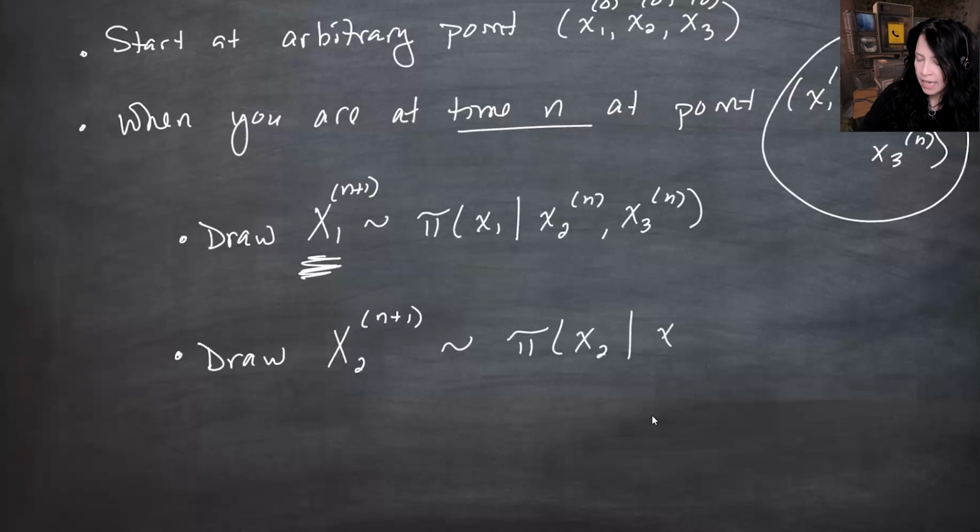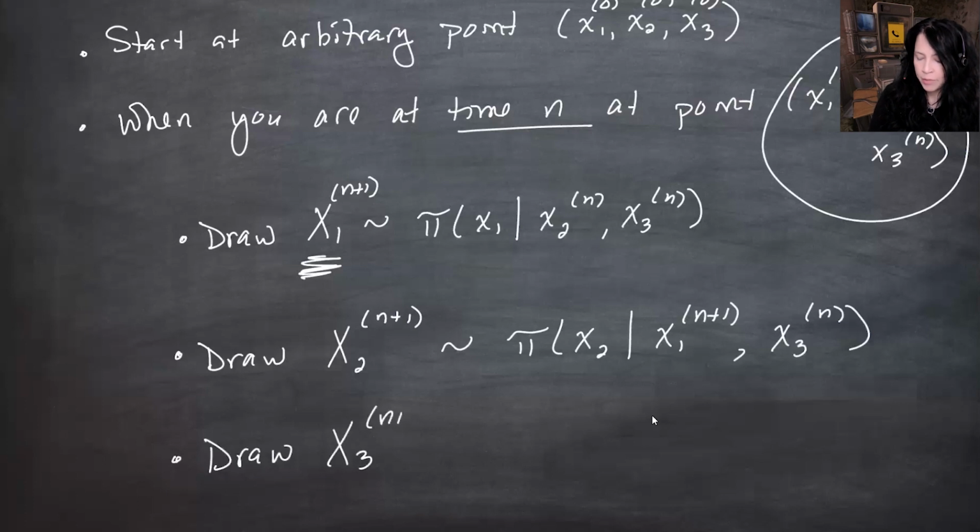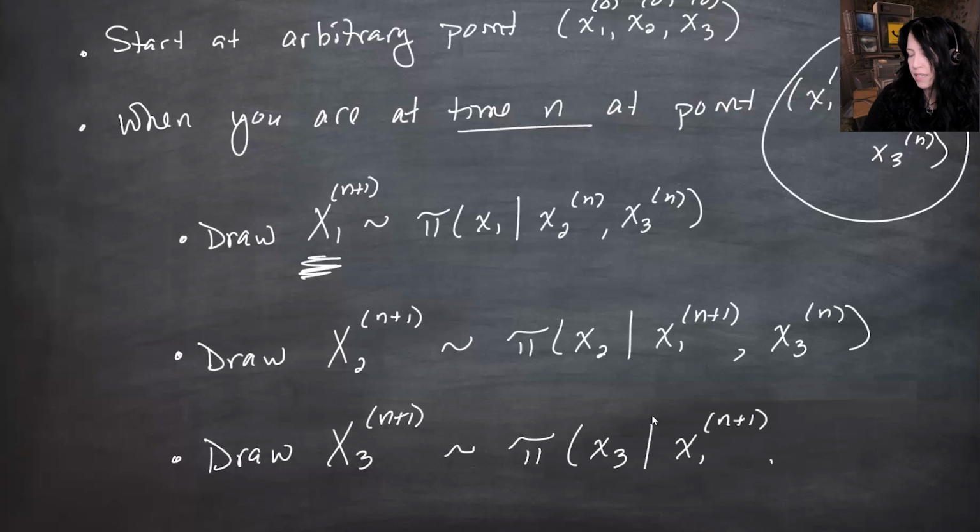So I'm going to plug in x1 at time n plus 1 because I've already updated that. And x3 I haven't updated, so at time n. And then finally, I'm going to draw x3 at time n plus 1 using the conditional distribution of x3 given the other 2 x's, which have both been updated.